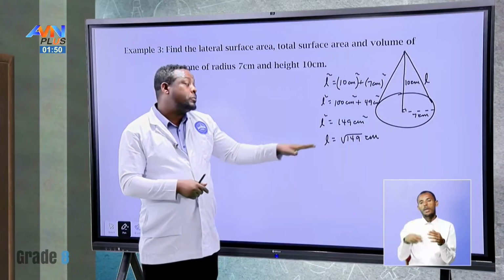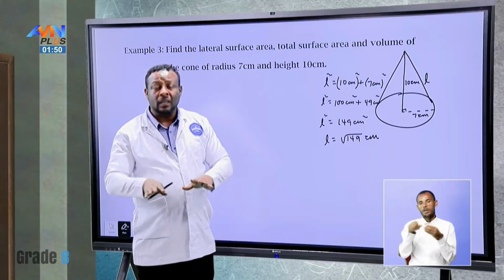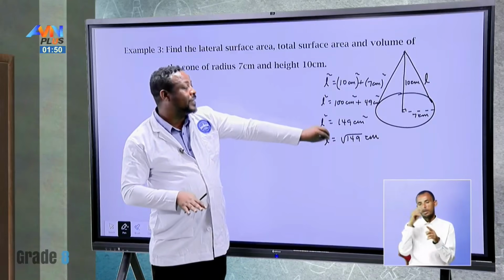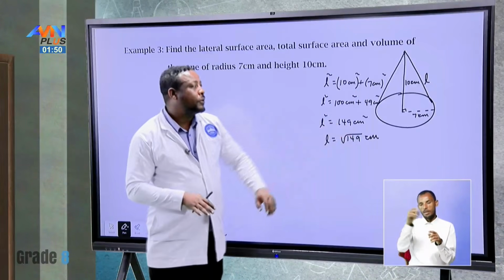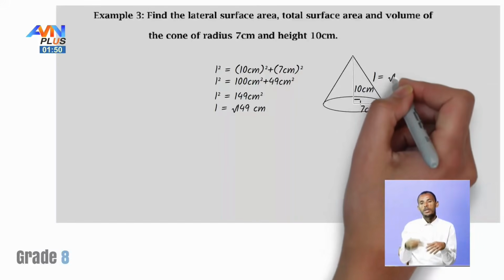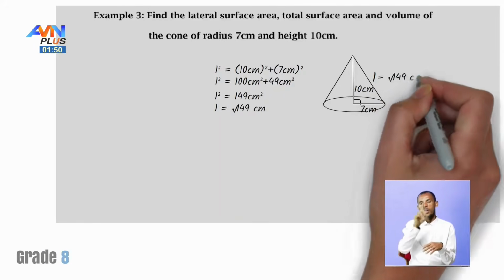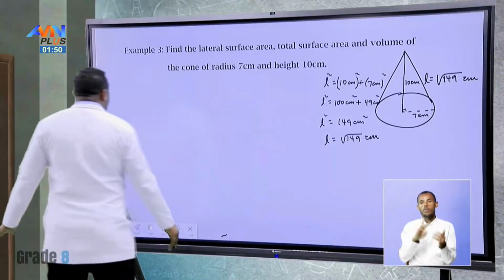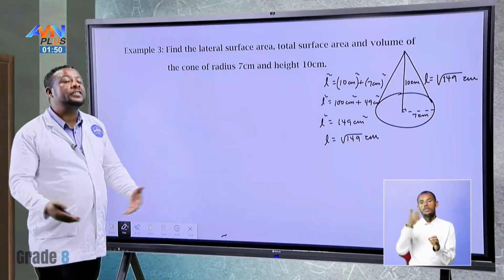Okay, approximately it's around 12 point something, but we don't need that approximation. You can directly take the slant height as it is. So we have now the slant height, which is radical 149 centimeter. So now we can calculate the lateral surface area.